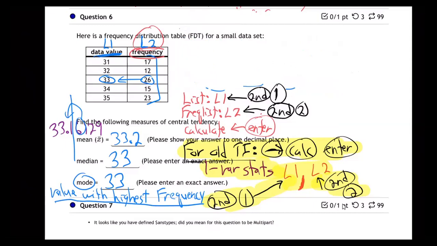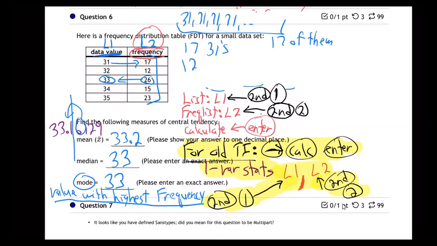What this data set represents is a bunch of numbers. That means 31 has a frequency of 17. That means there's 17 31s. Do you understand what I mean? There's 31, 31, 31, 31. There's 17 of them. So this data set means 17 31s, 12 32s, and 26 33s, etcetera. You get the idea, right?